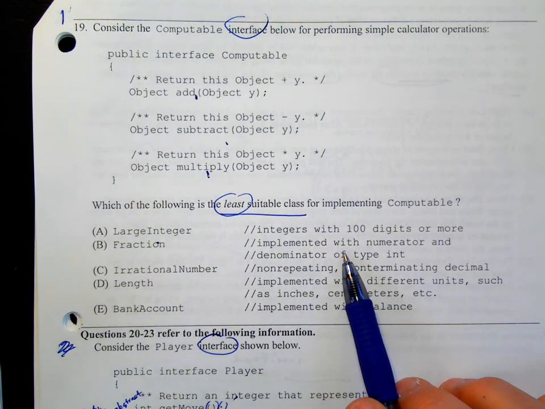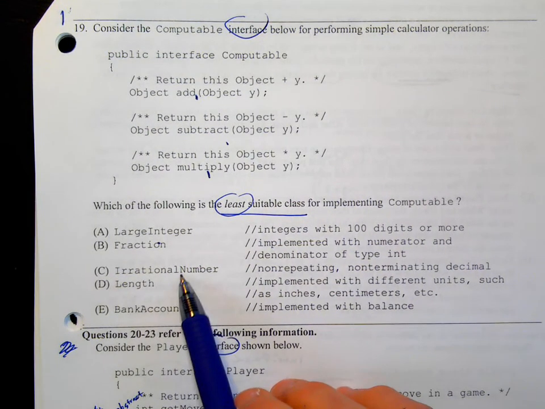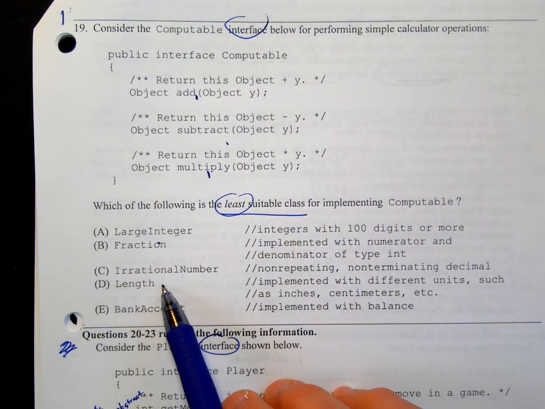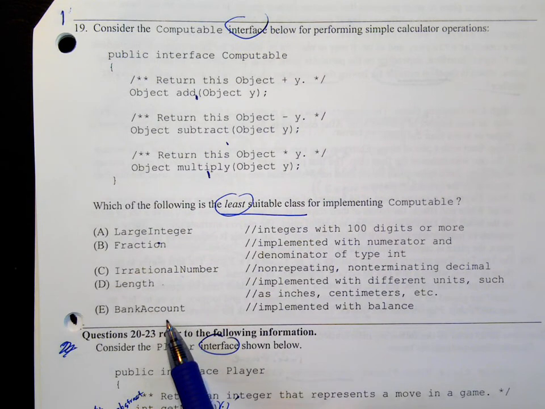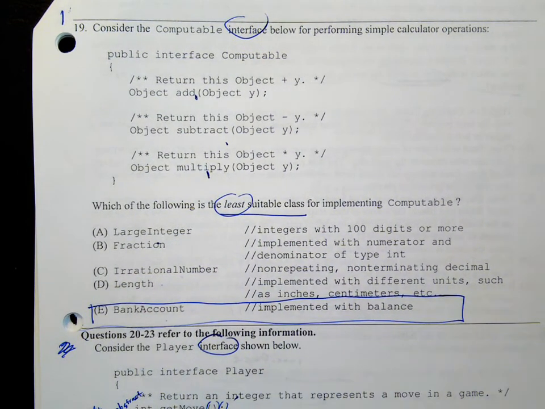Large integers, integers with 100 digits or more. Would it be okay to add, subtract, multiply? Yeah. Fractions. Can we add, subtract, multiply fractions? Sure. That's the first thing to think about: does it make sense to add, subtract, and multiply these kinds of objects? Irrational numbers, sure. You can add, subtract, and multiply lengths. Bank accounts. Can we add bank accounts, subtract bank accounts, multiply bank accounts? This is the one that makes the least amount of sense there.